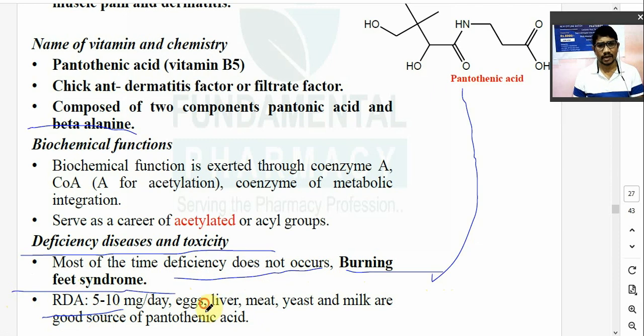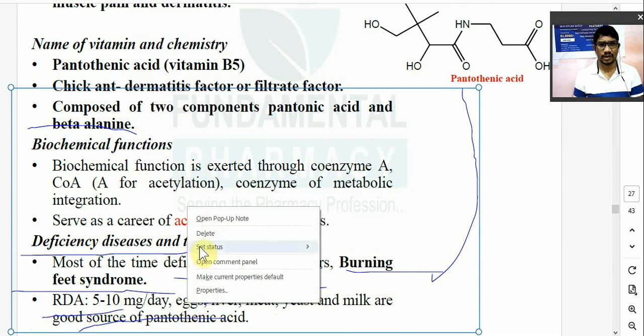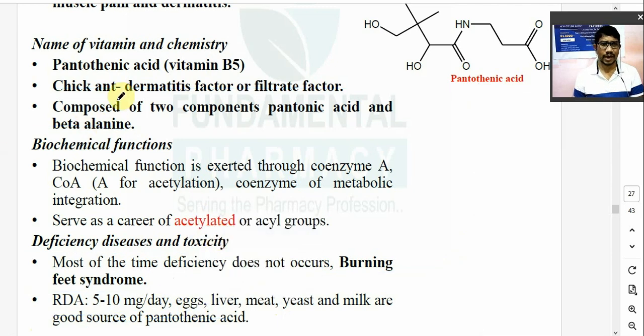So it is found in eggs, liver, meat, yeast, milk. These are good sources of pantothenic acid. तो ये सब मिल्क में, एग्स में, मीट में और ईस्ट में पाया जाता है. So remember, it is known as चिक एंटी डर्मेटाइटिस फैक्टर और फिल्ट्रेट फैक्टर. इसके ऊपर क्वेश्चन आ चुका है. चिक एंटी डर्मेटाइटिस फैक्टर, दैट इज पैंटोथेनिक एसिड.